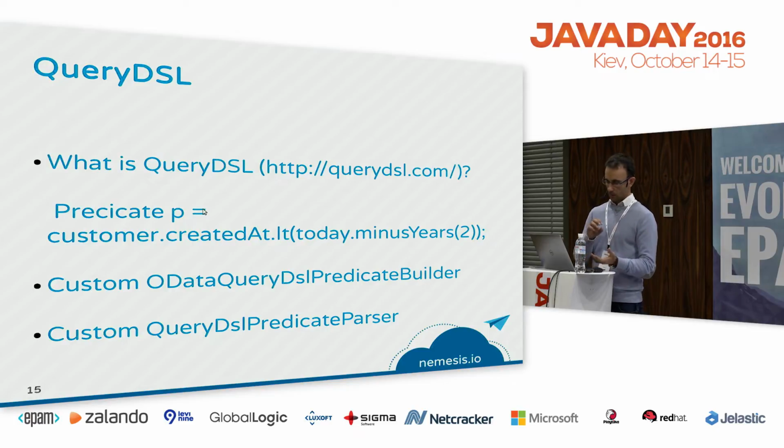So once you have these predicates, you can pass them to a Spring Data repository, and in this way you can create absolutely any query that you like. And what we need to do in this case is get the query that we get from the REST, translate it into a Query DSL predicate, and invoke the repository.